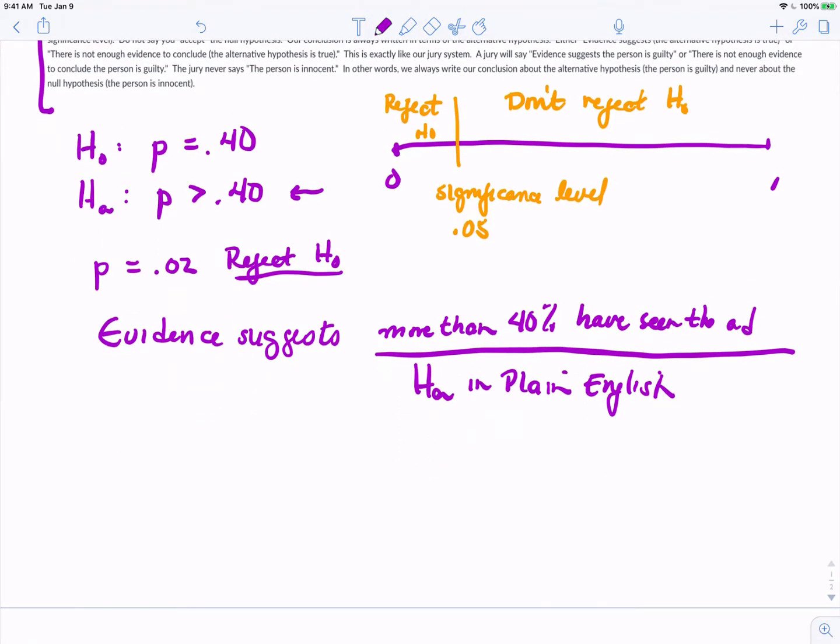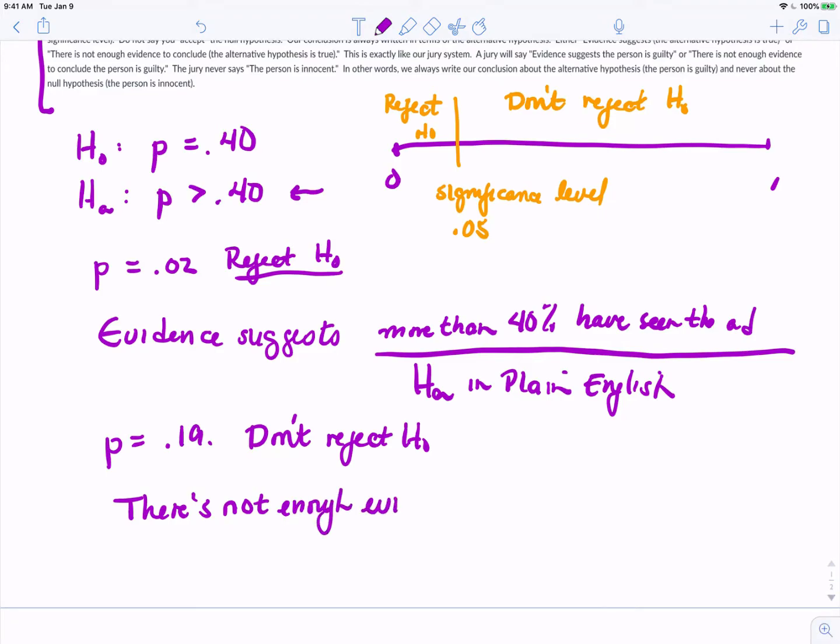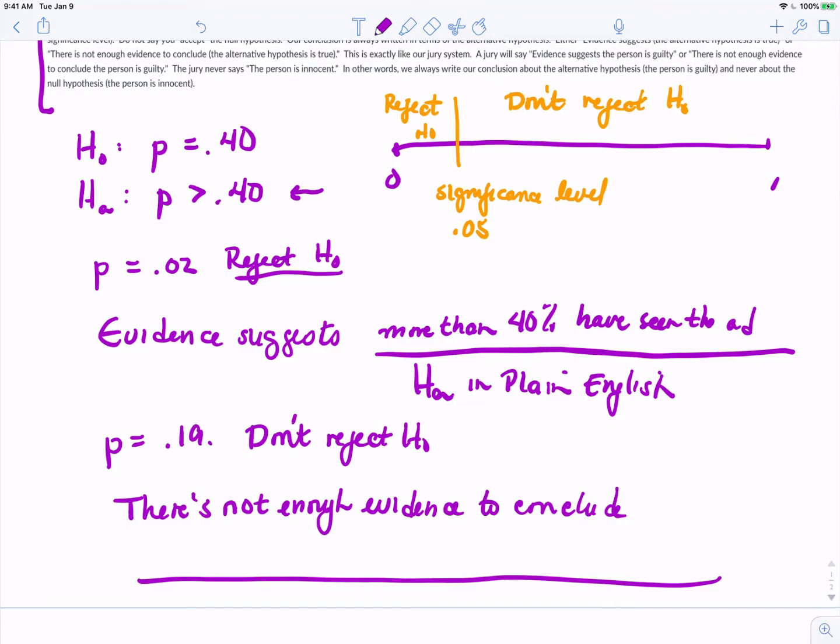If you had a p-value of, say, 0.19, then you would not reject the null hypothesis. When you don't reject the null hypothesis, you write, "there's not enough evidence to conclude." And then you complete that sentence with your alternative hypothesis in plain English. So there's not enough evidence to conclude more than 40% have seen the ad.